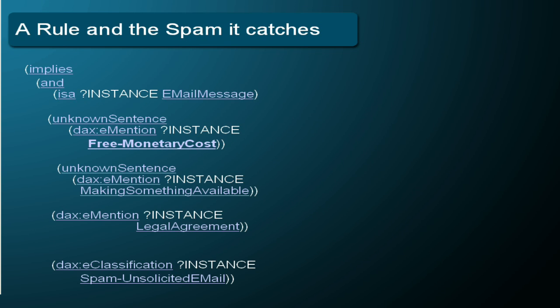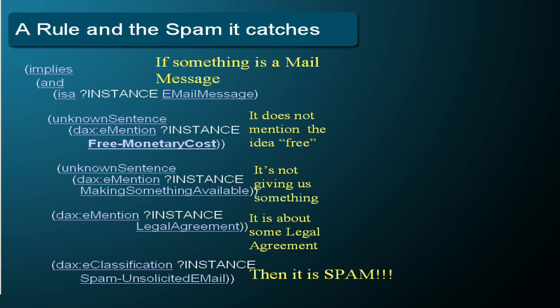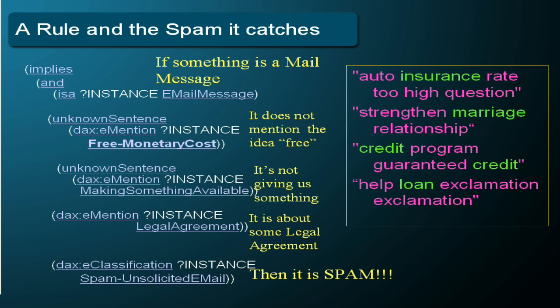This is an example of a rule generated. If something is a mail message, and it does not mention being free, monetary cost, or making something available, but it does mention a legal agreement, then the message is spam. This is an example of the type of lines that it catches. Note that the rule is specified as a bag of concepts instead of as a bag of words.